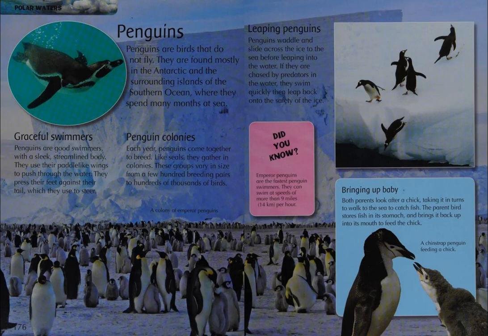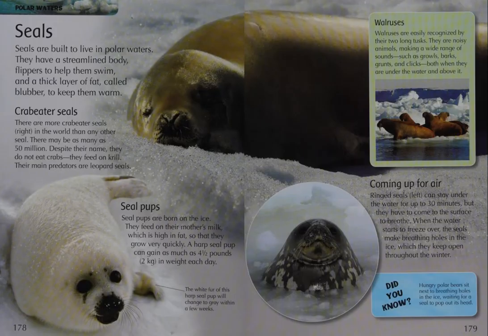Did you know? Emperor penguins are the fastest penguin swimmers. They can swim at speeds of more than 9 miles, 14 kilometers, per hour. Seals. Seals are built to live in polar waters. They have a streamlined body, flippers to help them swim, and a thick layer of fat, called blubber, to keep them warm. Crab-eater seals. There are more crab-eater seals, right, in the world than any other seal.